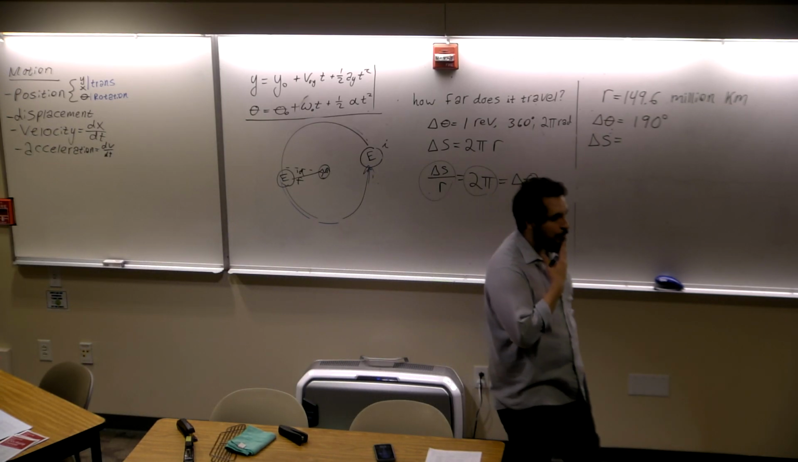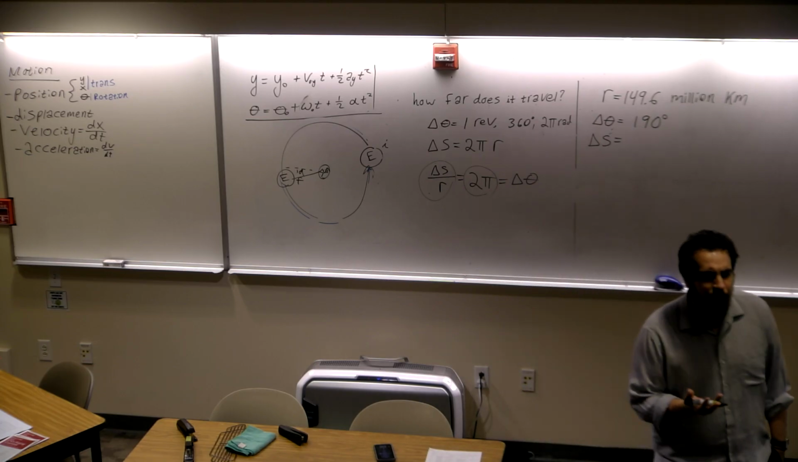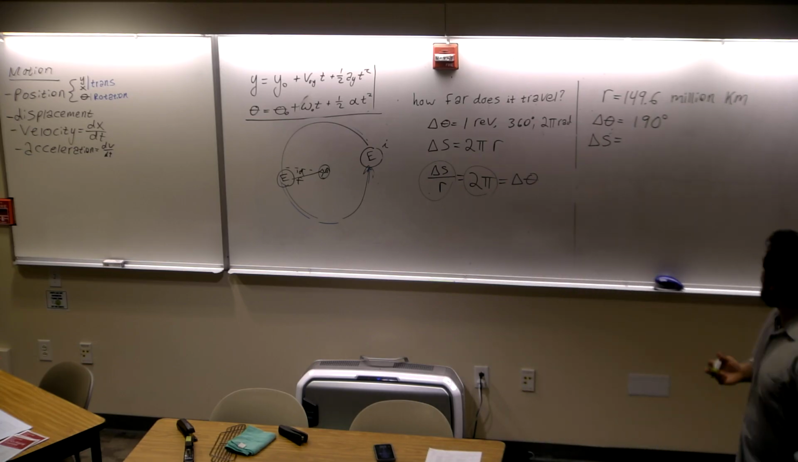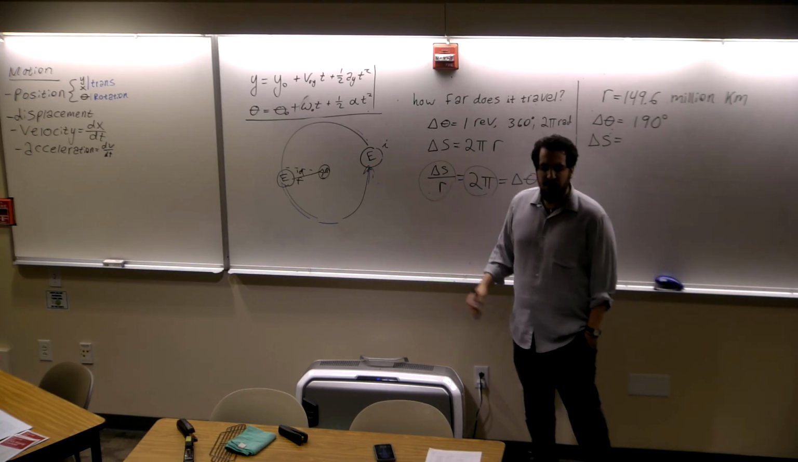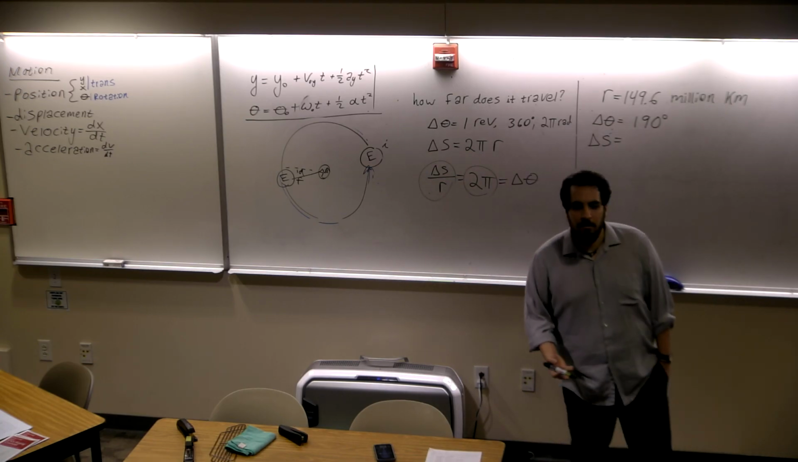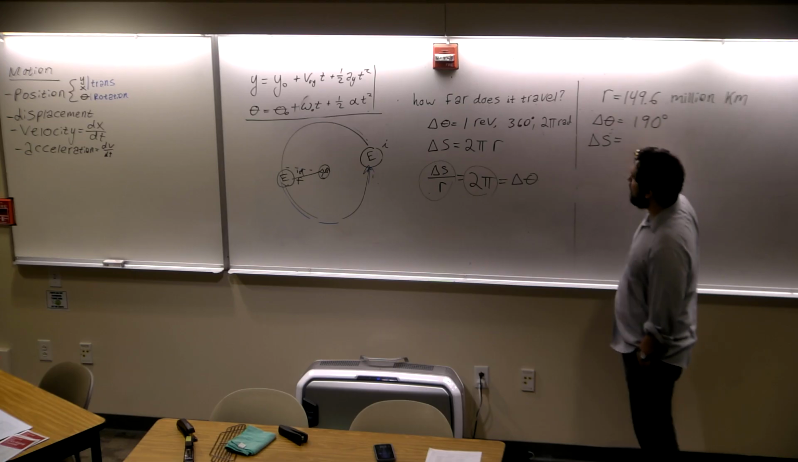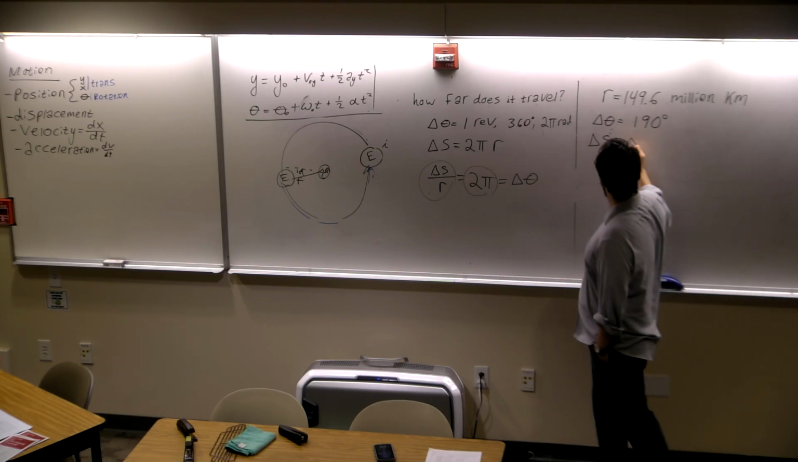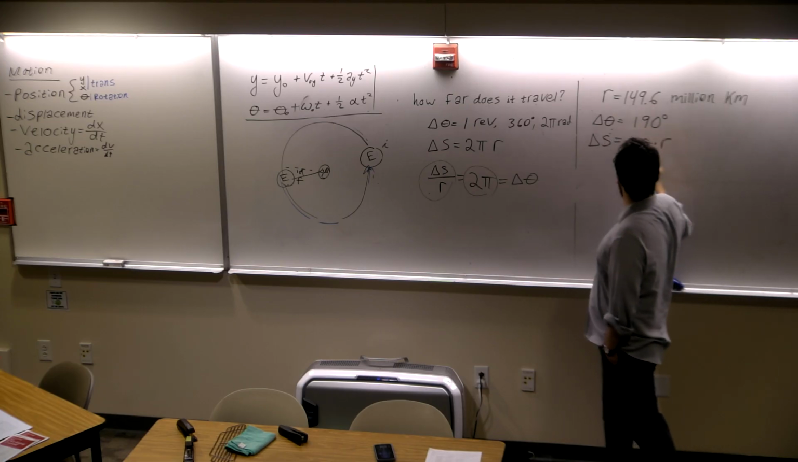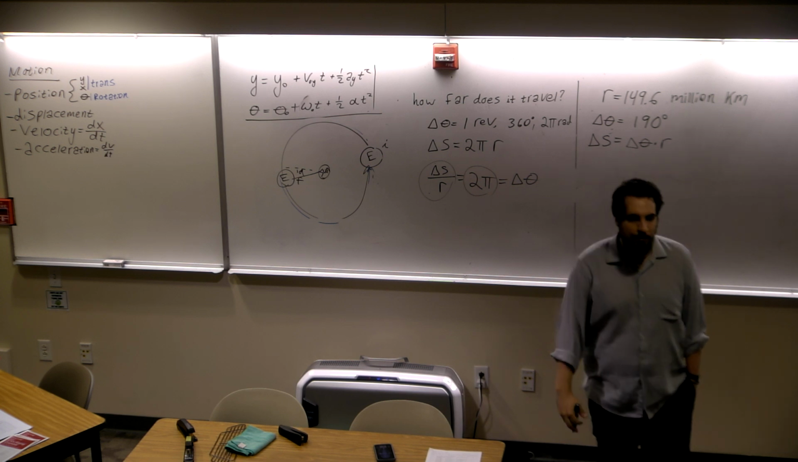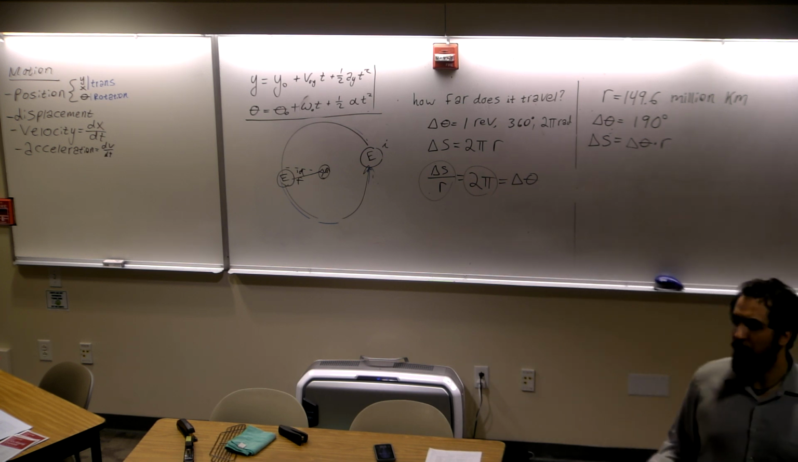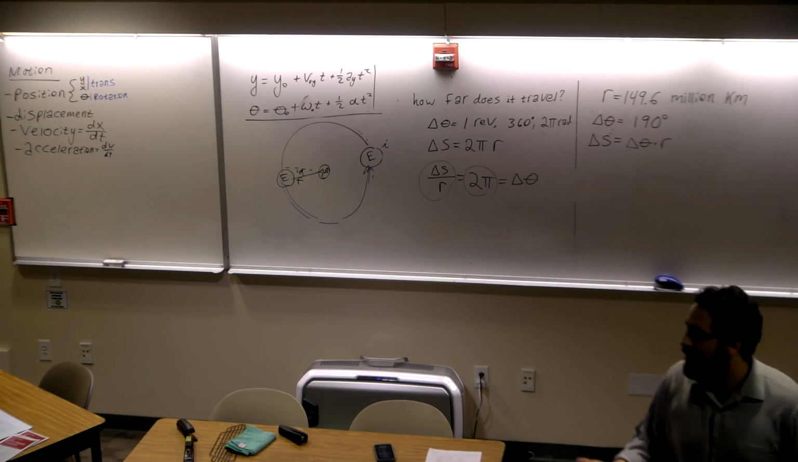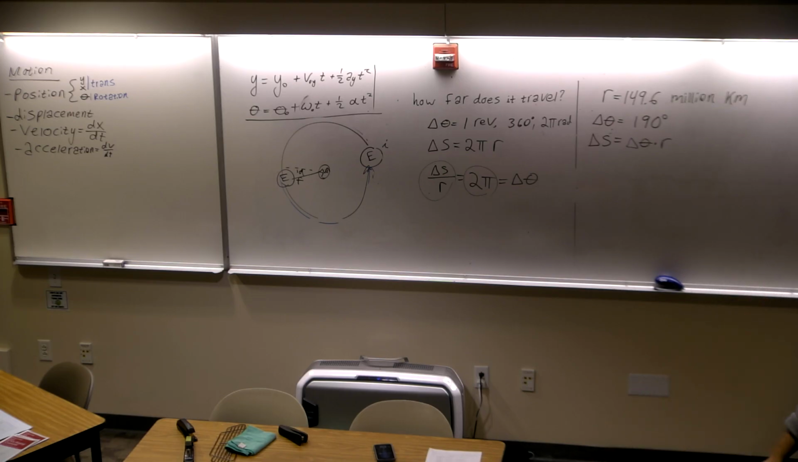So the question is, how do we calculate this? Well, I gave you a great equation earlier. I said that the angular displacement delta theta is defined to be arc length over radius. So we think, okay, let's go ahead and try that. We say delta s is therefore equal to delta theta multiplied by r, our radial distance. We have delta theta. Delta theta is 190 degrees. We have r is 149.6 million kilometers.